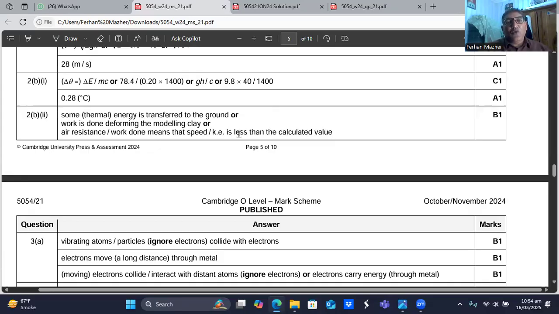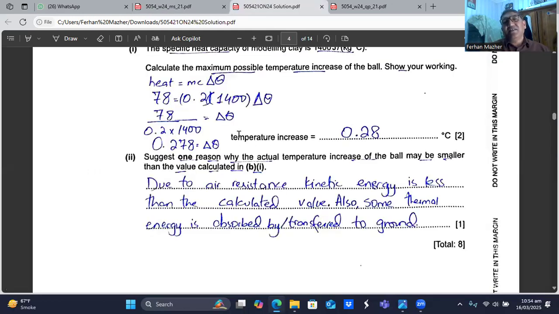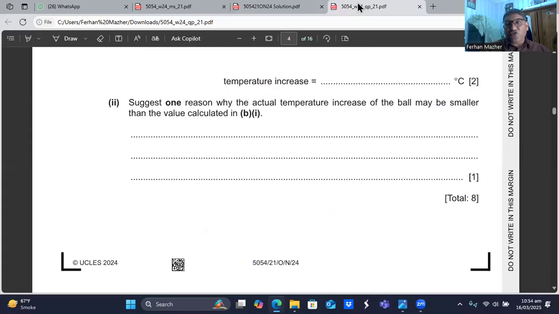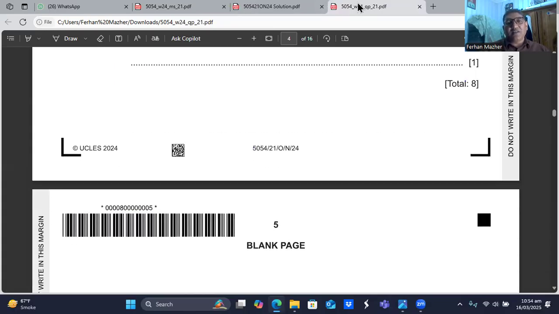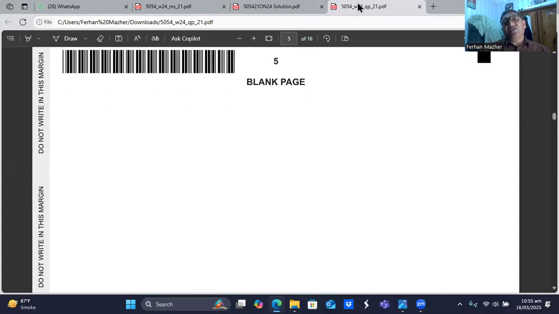So I hope you will be able to write. It's not necessary that you write these answers which we have written. We are showing you the marking scheme. We are telling you the concept. So you can write it yourself as well.